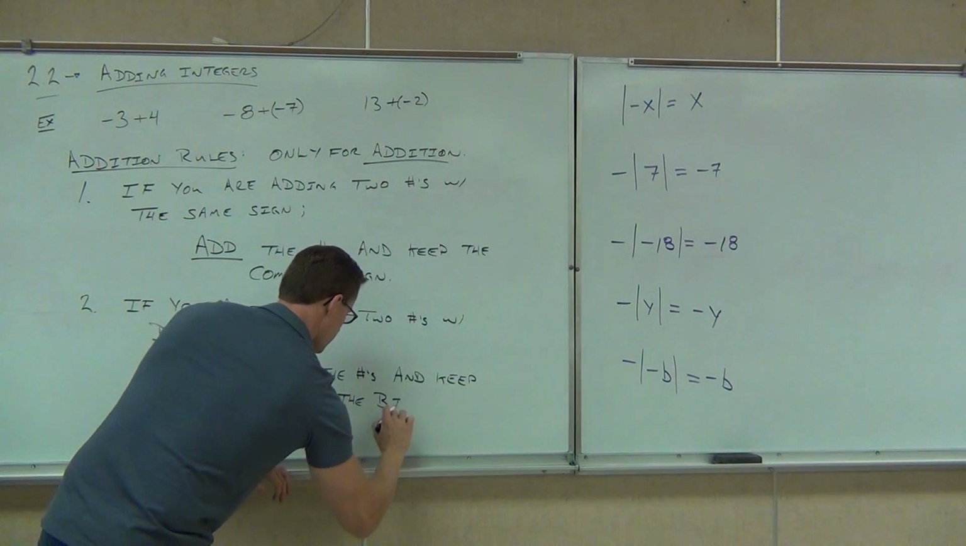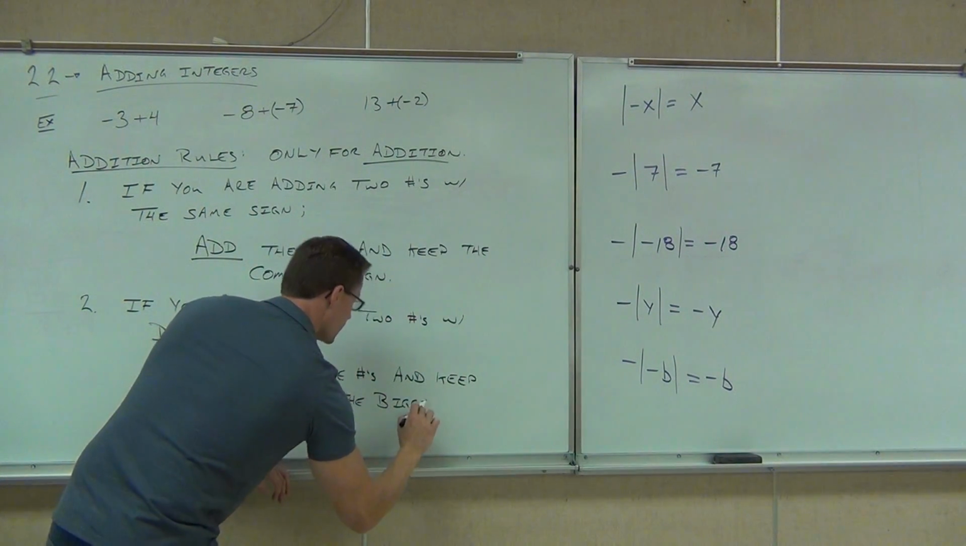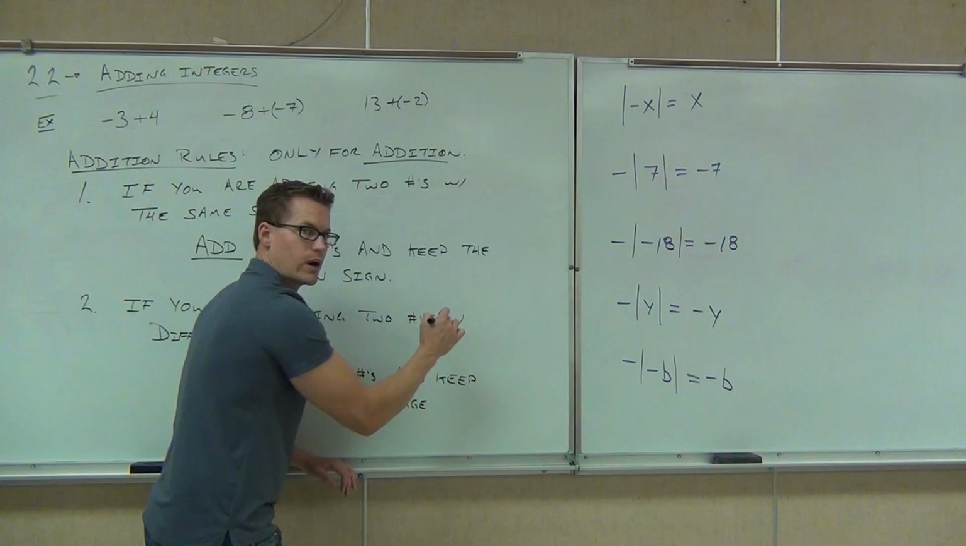When you're writing the W, is it with or without? With. Without would be an O after.